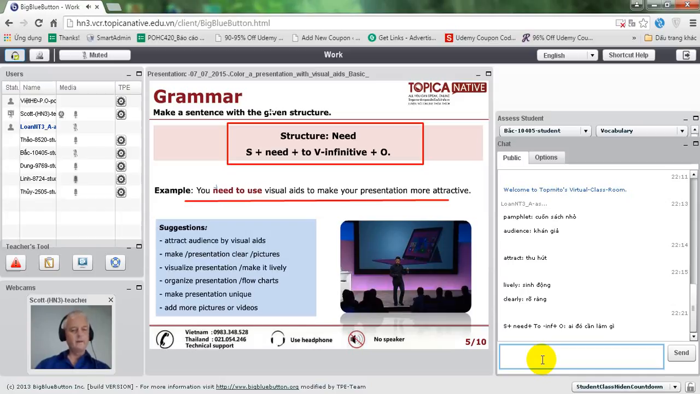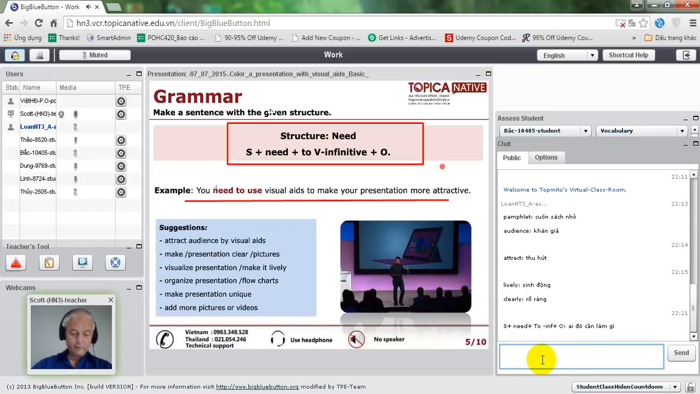You need to visualize presentation to make it lovely. Yeah. Okay. Now that was really, really good.